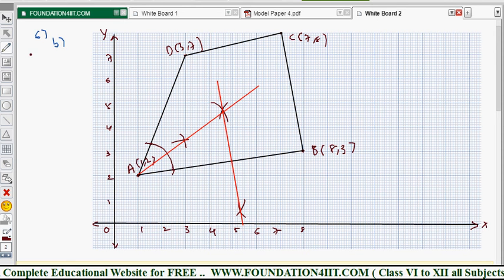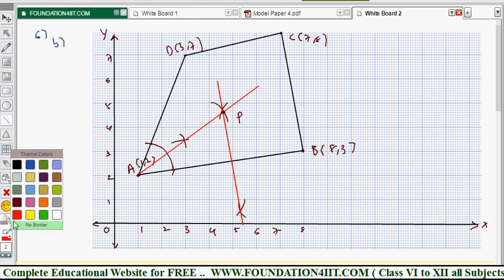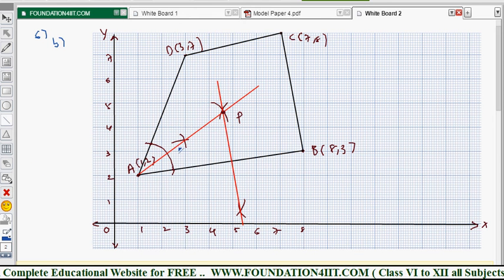Now both the points where they join, that is the point P. This is the point P by joining these both. Then P to B, we need to find out the distance. So join P to B and use the distance formula, or use the scale to find the distance. P to B you can join.